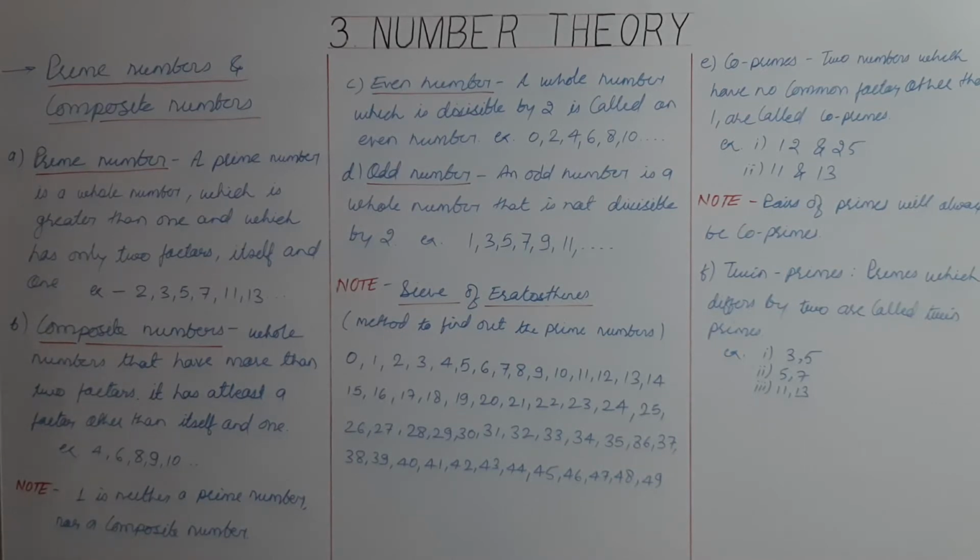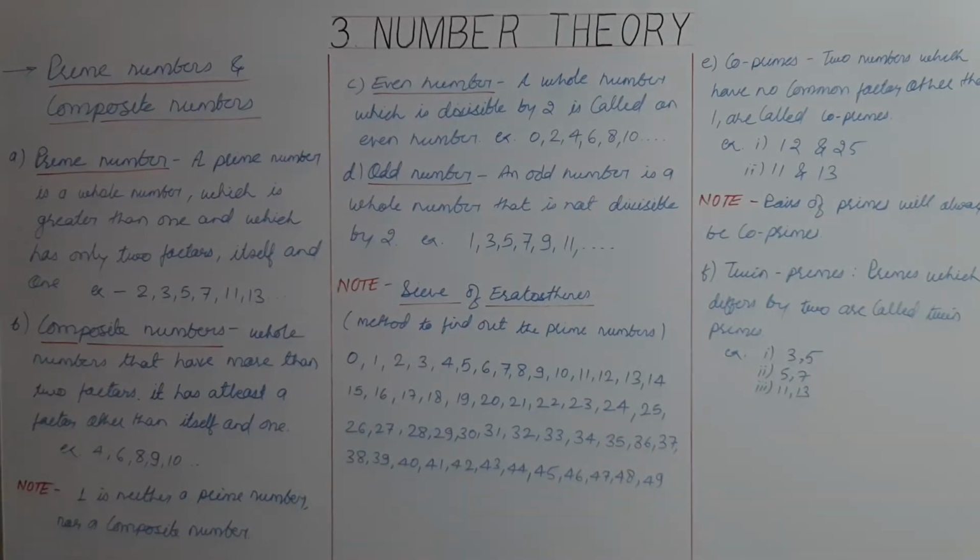Next, composite numbers: whole numbers that have more than two factors. More than two factors, composite number. Only two factors, prime number. It has at least a factor other than itself and 1. Examples are 4, 6, 8, 9, 10 and so on. What about 1? 1 is neither a prime number nor a composite number. 1 is simply a whole number.